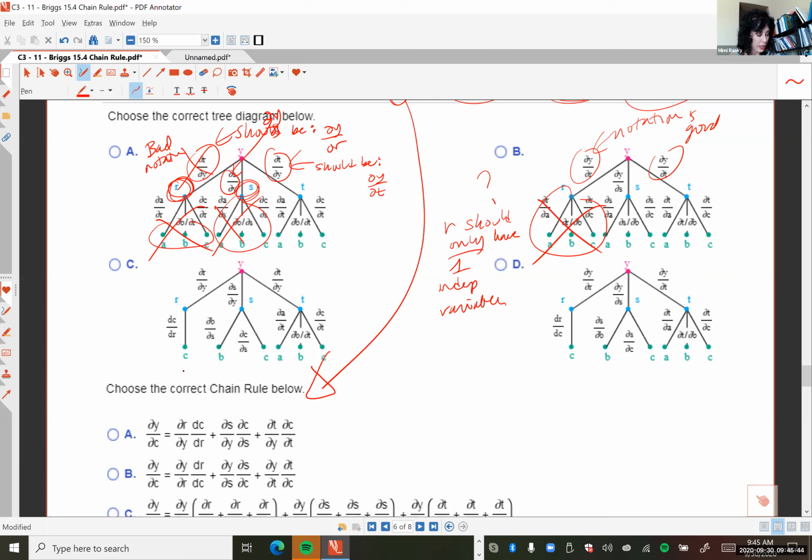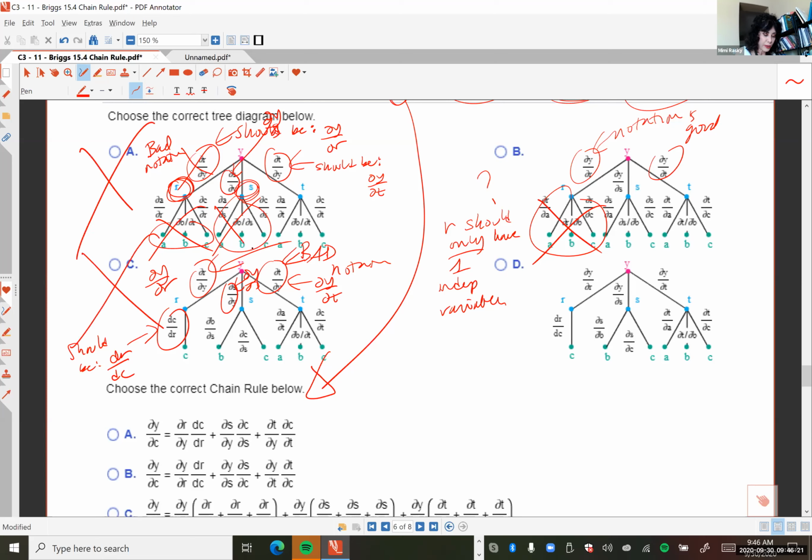How about letter C? Is letter C a good candidate? It's bad notation. No. Bad notation again, not good. So bad notation, yucky. That should be dy over dr. This should be dy over dt. This should be dy over ds. And then similarly, this should be dr over dc. So you got to make sure you have your notation not upside down. So this is no good. This is no good. This is no good.